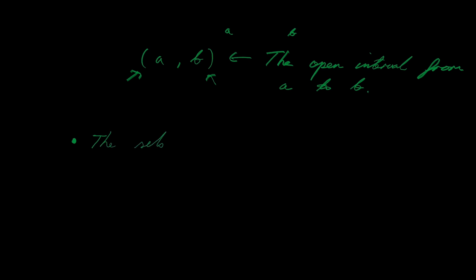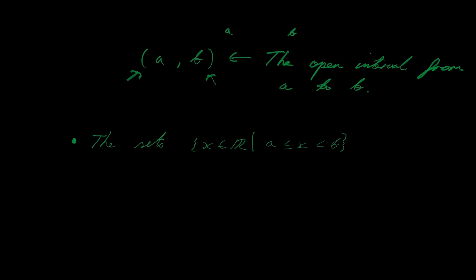So the sets, so here's the first one, set of all x in the real numbers such that a is less than or equal to x, but strictly less than b. So this interval is going to include the left-hand endpoint a, but it's going to exclude the right-hand endpoint b. And we'll close by adding the right-hand set bracket.